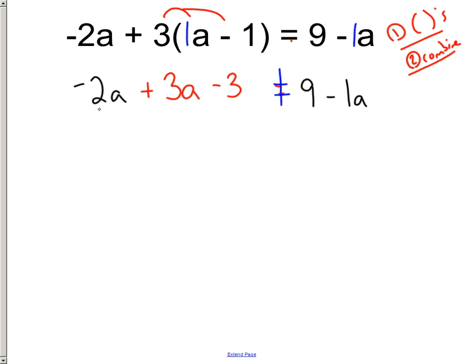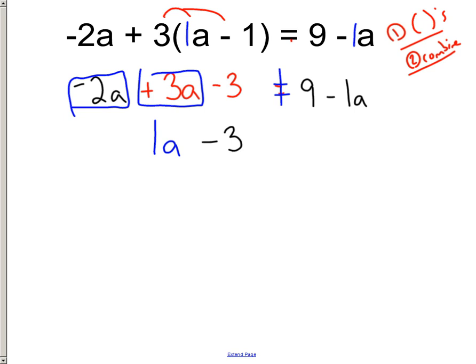As we look on the left side, we go, is there anything that I can combine this negative 2a with? And we only look up to this side of the equal sign. So negative 2a plus 3a. So negative 2 plus 3a is 1a. Can I combine 1a with this 3 right here? No, so the minus 3 comes down.